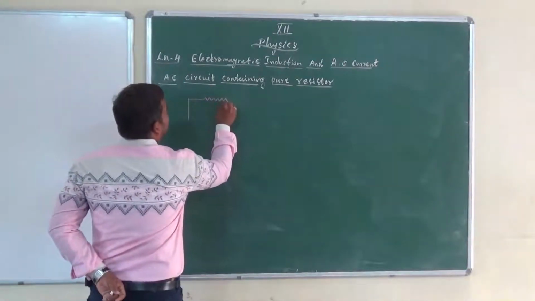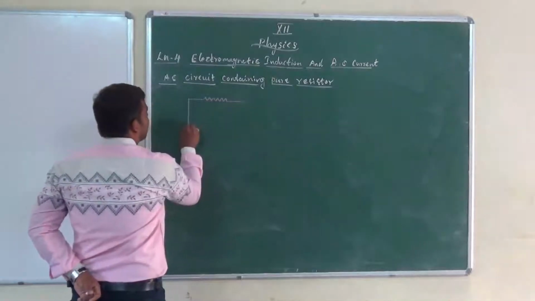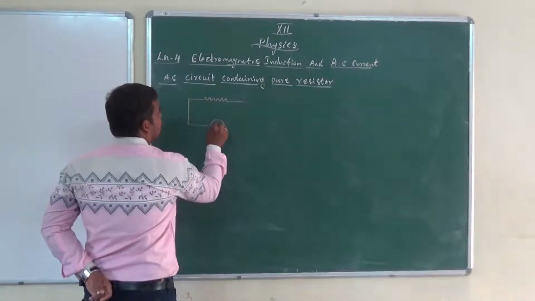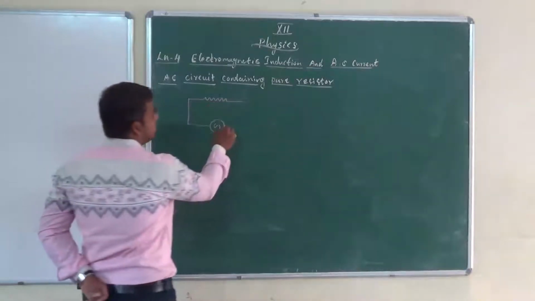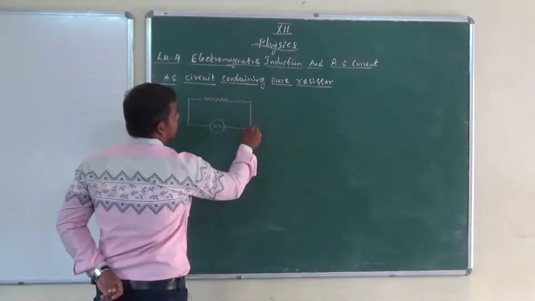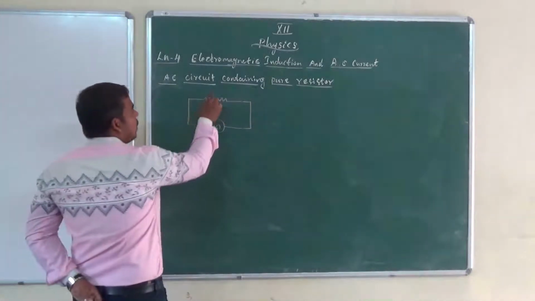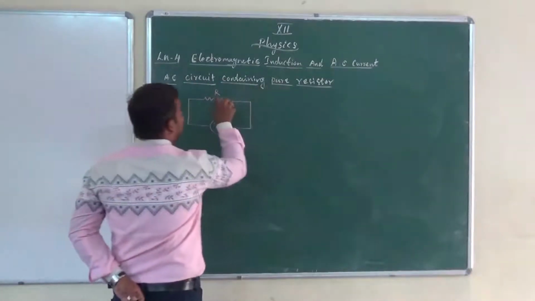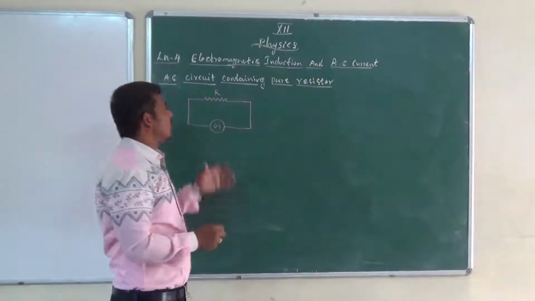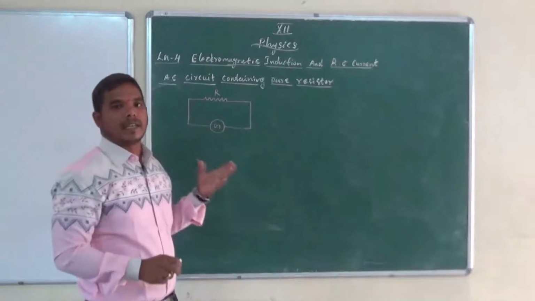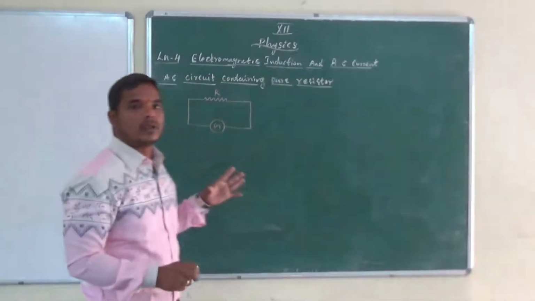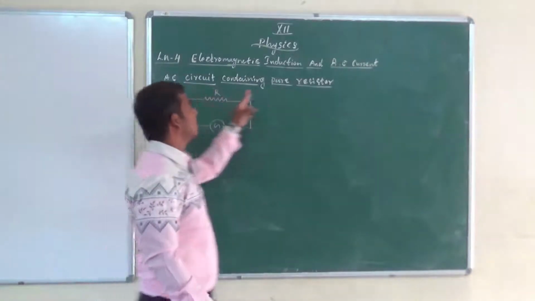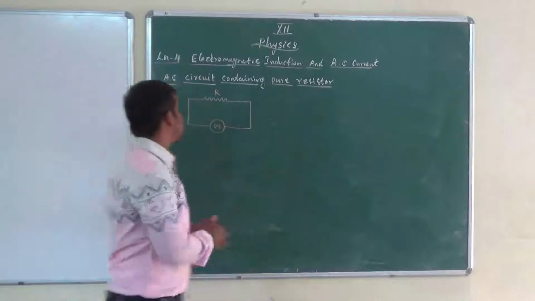This is the symbol of resistance. In the AC circuit, you have to represent the AC source with a small circle and this symbol. This is an AC circuit containing a pure resistor. Pure resistor means we do not add any other component like inductor, capacitor, diode, transistor, nothing. We are connecting only a resistor. That is the meaning of our question: AC circuit containing a pure resistor.